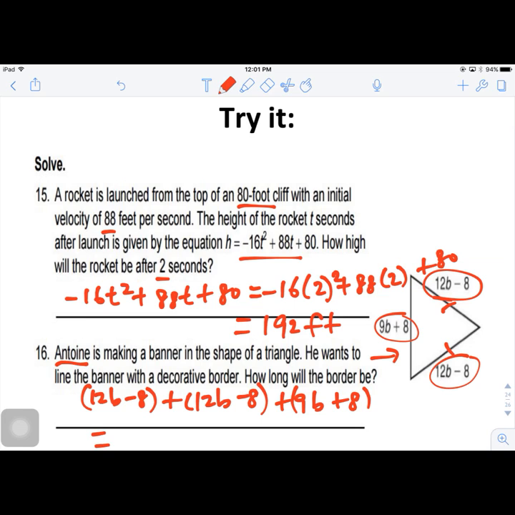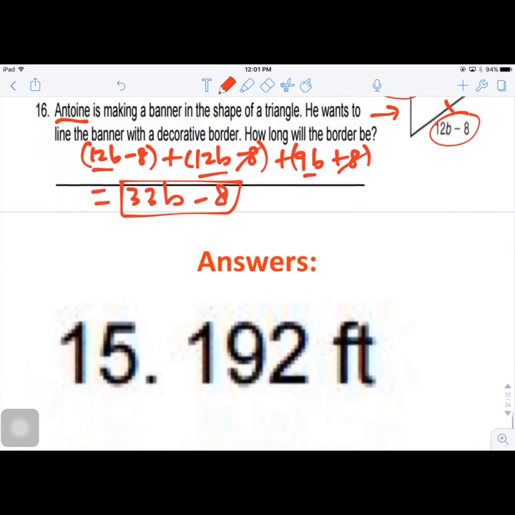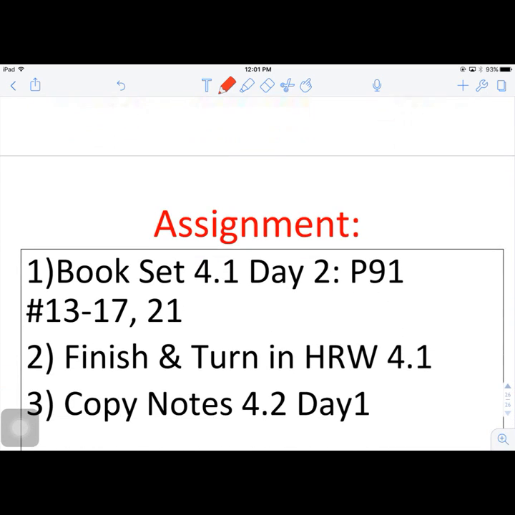So combining all of them, we're going to have a total of 33b. And then one of the 8's will cancel out with a negative 8. And so we have 33b minus 8. And that is the end of the problem. Here are the two answers, 192 and 33b minus 8. That is a wrap for this lesson.